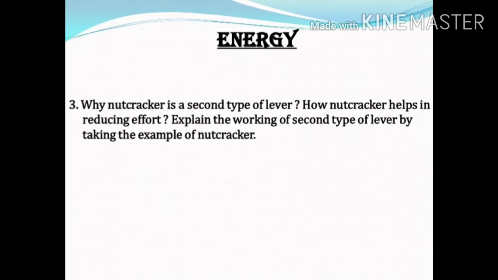Question number 3. Why nutcracker is a second type of lever? How nutcracker helps in reducing effort, and explain the working of second type of lever by taking the example of nutcracker. Answer: nutcracker is a second type of lever because the load is in between the fulcrum and the effort. The effort is applied further away from the pivot than the load. The load is greater than the effort.